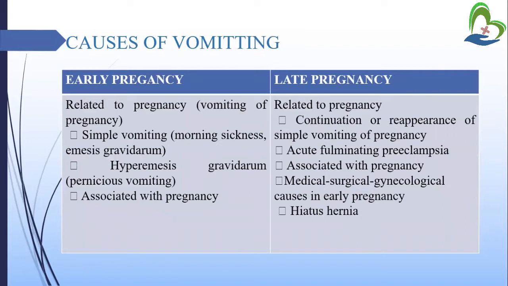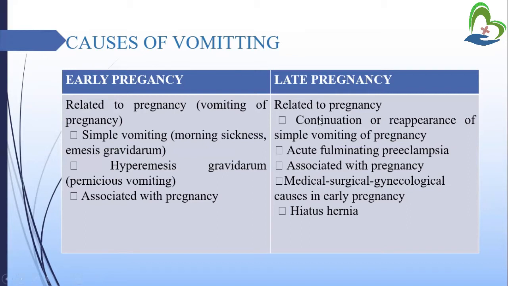First, if the mother has vomiting in early pregnancy, it is related to simple vomiting. In that the mother has morning sickness or emesis gravidarum. And if the episodes or the amount of vomiting increase, it is called hyperemesis gravidarum, also known as pernicious vomiting, and it is associated with the pregnancy. After that, late pregnancy.